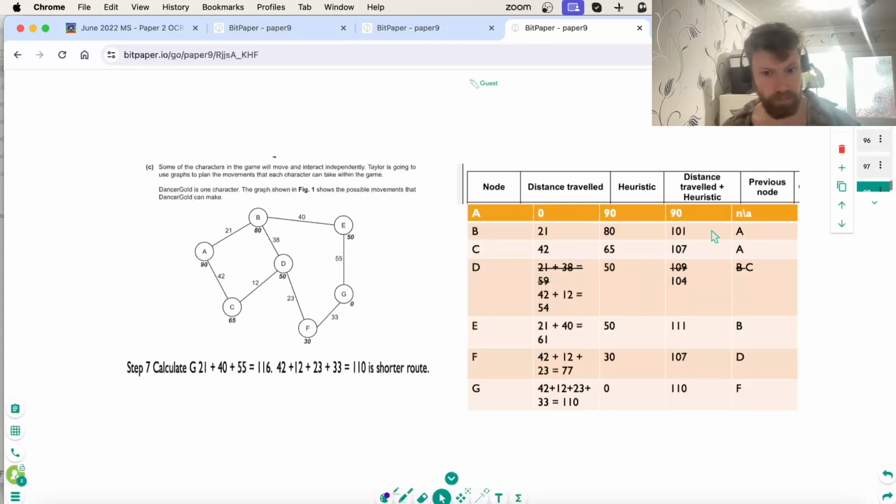And then the last one, G. In this one, I did do a little check just to make sure, and as long as you don't write it in the box on that one, you won't be losing any marks there. But the quicker route is going to be to go through D, so we go 23, and then if I add on 33, that's going to give me 110. The heuristic there is 0, so the answer is going to be 110. The other way round is going to give us 116, so that isn't the shortest possible route. So the shortest possible route is going to be A, C, D, F, and then finally G.